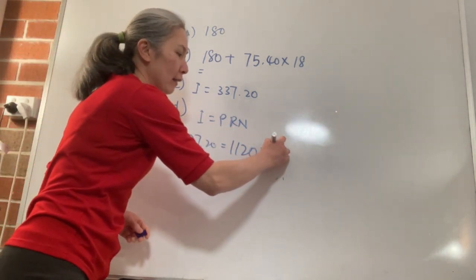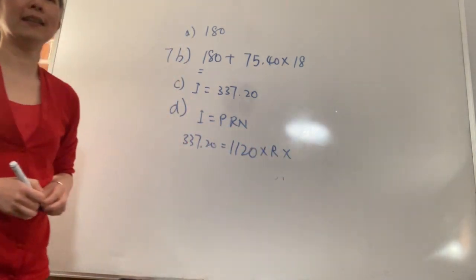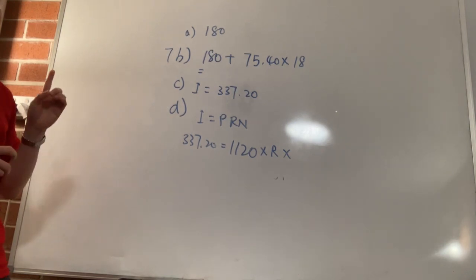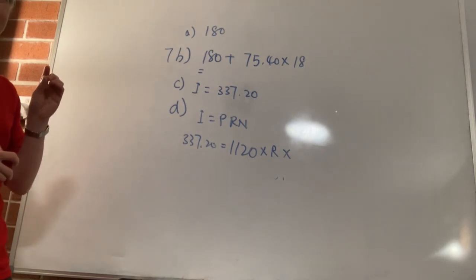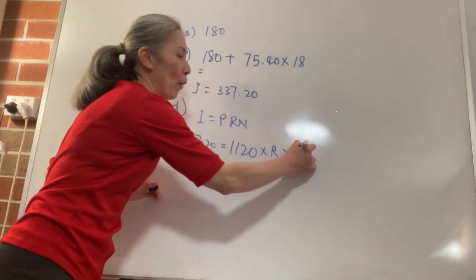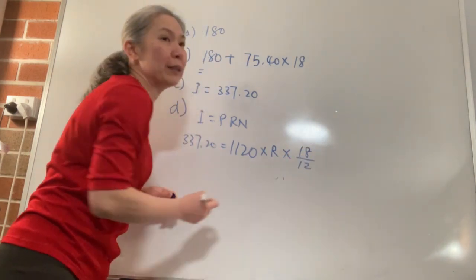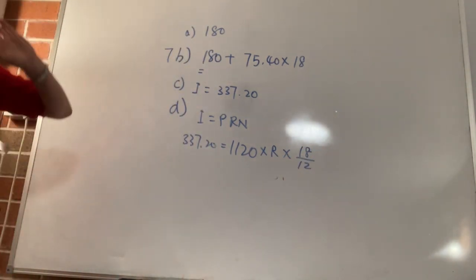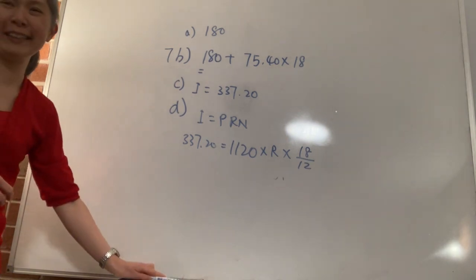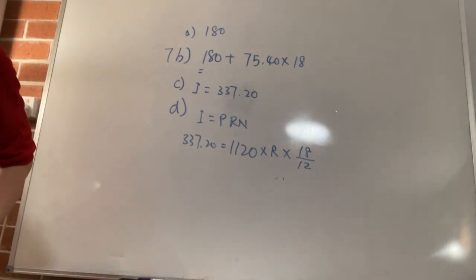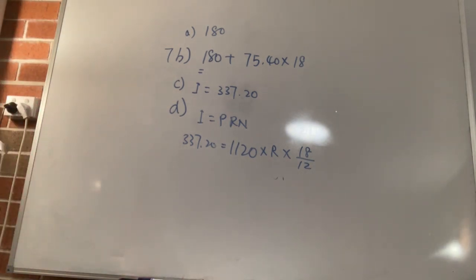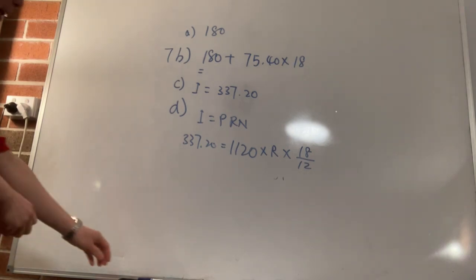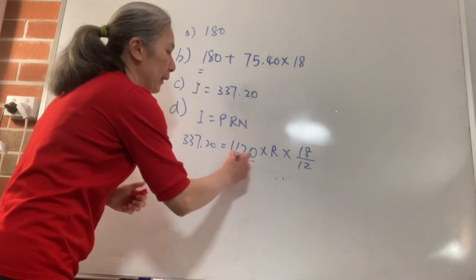Times by rate. And what is the year? How long is that? 1.5. Yes. Or you can think of 18 over 12, which is 1.5 years. Don't put 18. It doesn't go for 18 years. Yeah. Okay, always remember this number. This is the one that you need to be careful of.